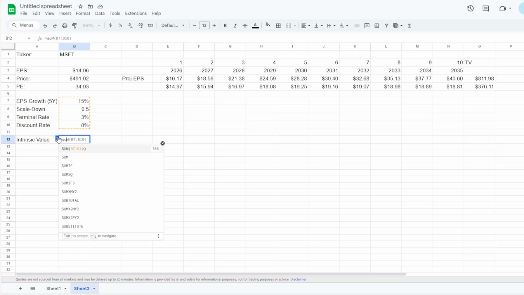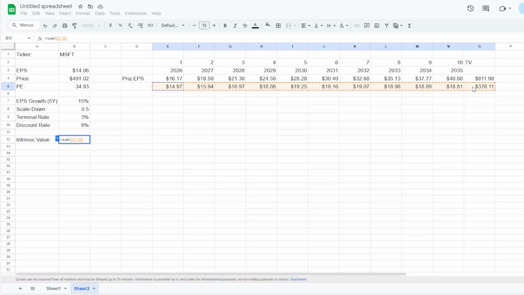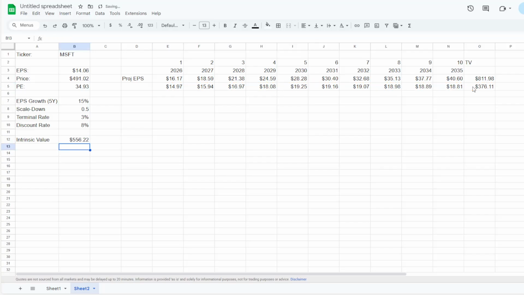So I'm going to say sum, and I'm going to highlight everything here, years 1 through 10, and also its terminal value in today's dollars. Okay, so I'm going to add those all up. So cells E5 through O5, I hit enter, and I get $556.22. Okay, now if we look at today's share price at the time of recording this, that is $491.02. So it seems like we have something that's worth $556, but it's selling for $491. That seems like a really good deal.